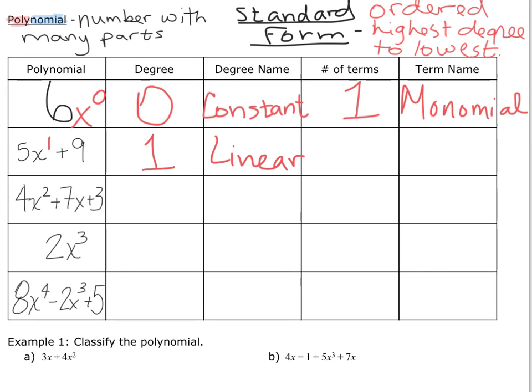All right. How many terms does this polynomial have? 2. It's got 2 parts. We have the 5x and we have the 9. So we call this a binomial. So if I were asked to classify the polynomial 5x plus 9, I could say it was a linear binomial.